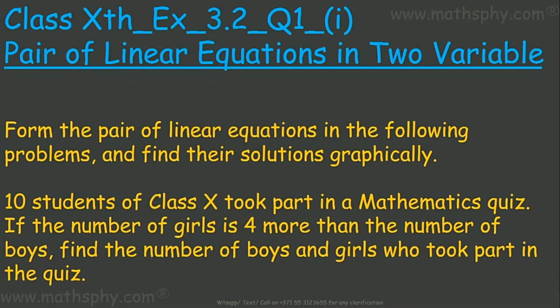Alright. Now this question here says, form the pair of linear equations in the following problems and find their solutions graphically. We have this problem here which says 10 students of class 10 took part in a mathematics quiz. If the number of girls is 4 more than the number of boys, find the number of boys and girls who took part in the quiz. Now we have to solve this question graphically. It means we have to form linear equations, put them into the graph and get the solutions.